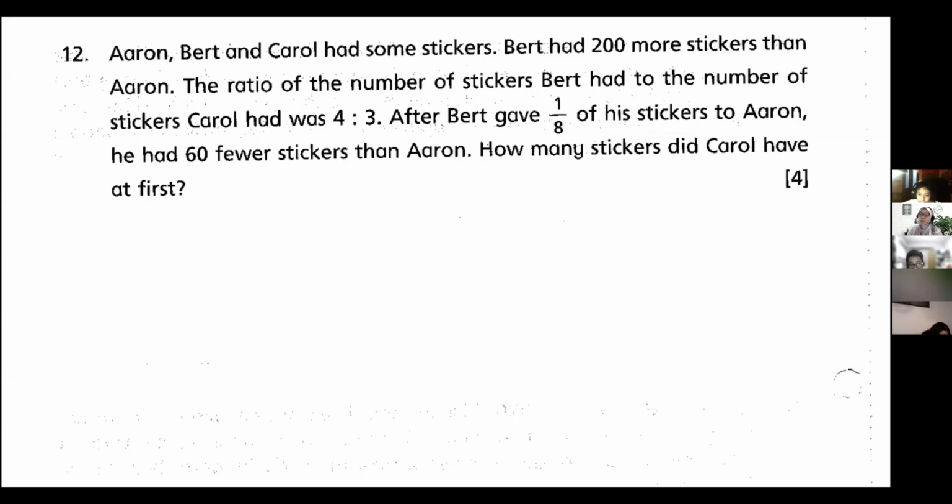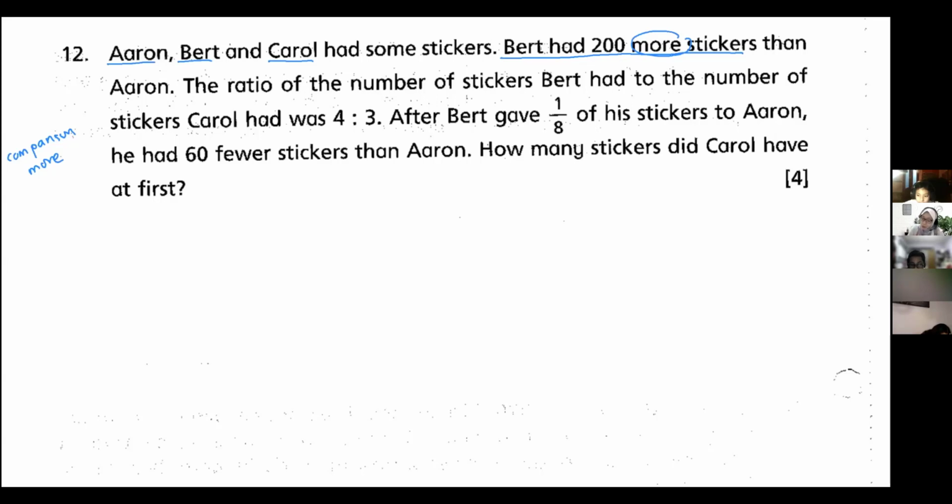Okay, so for this question, I mentioned just now that I'm going to apply the comparison more concept. Why is that so? Because we are comparing between Aaron, Bert's, and Carol's stickers. Then we got to know that Bert had 200 more stickers than Aaron. That means we are comparing, comparison concept. Comparison with a more, because between two of them, one of them has more than the other. Okay, which is given in that first sentence there.